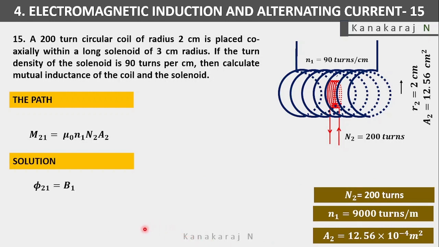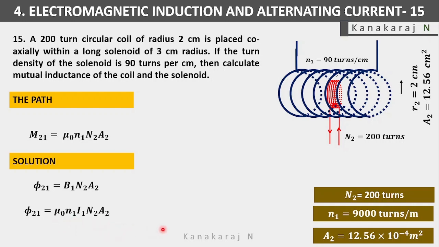The flux linked with the second coil with respect to the first coil equals B1 N2 A2. B1 is the magnetic induction due to the first coil, N2 and A2 relate to the second coil. N2 is the number of turns in the second coil, A2 is the area of the second coil. Now, B1 is replaced as mu naught N1 I1, multiplied by N2 A2.